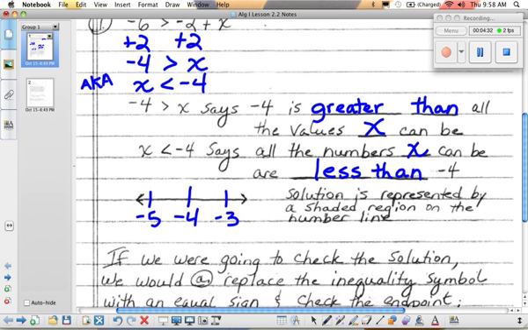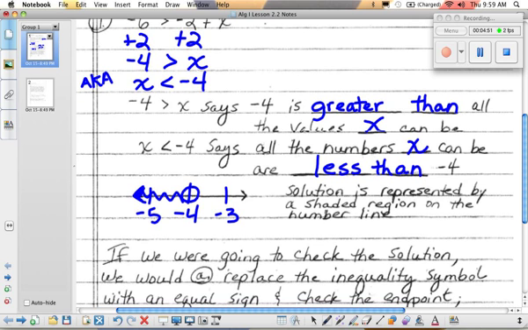Okay, open or closed circle at negative 4? Because why again? Not equal. It's not included. Yep, negative 4 is not in the solution set. And we have decided that all of the ones to the left of it, all the values less than negative 4, need to be in the solution region.